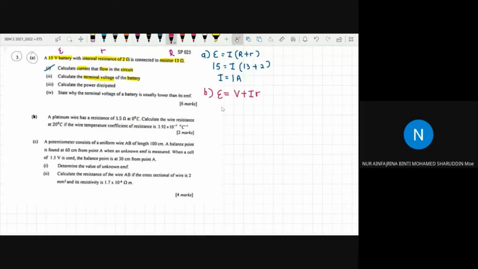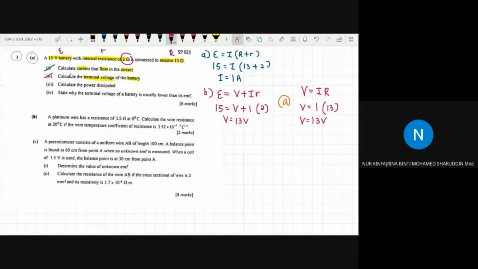Which is your EMF adalah 15 and then kita nak cari V dan current kita adalah 1 dan internal resistance kita adalah 2. So tekan calculator, awak akan dapat 13 volt. But you have another way to solve this question by using Ohm's law, which is V equals to IR. Okay, your current is 1 ampere and your resistor is 13 ohm. So you will get 13 volt. Okay, we are done with question number 2, A2.